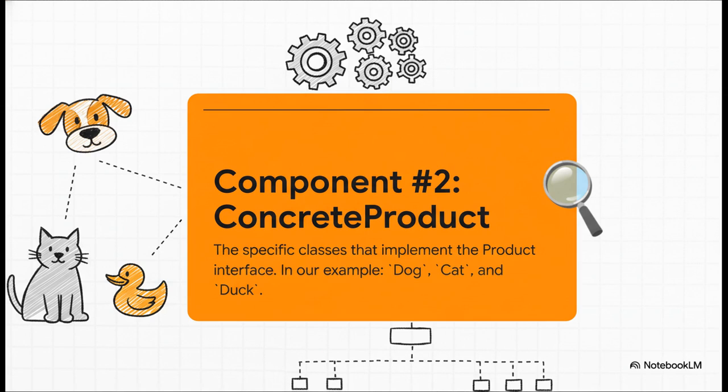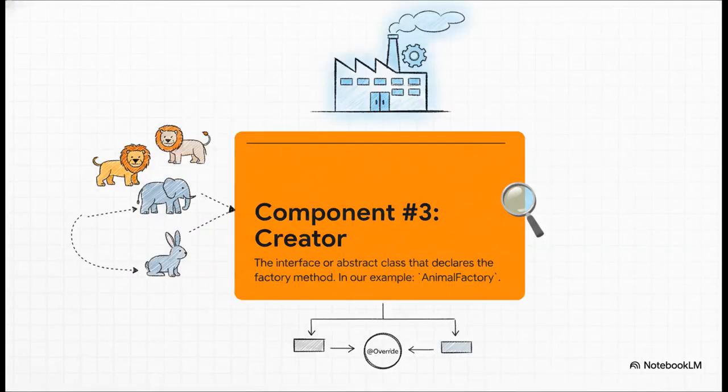Next up, we have the concrete products. These are the real deals, the actual classes that implement that product interface. So for us, our concrete products are, you guessed it, the dog, cat, and duck classes themselves. All right, piece number 3 is the creator, and this is really the heart of the whole pattern. This is the interface or abstract class that announces, hey, there's going to be a factory method. For us, this is our animal factory interface, the one that declares that createAnimal method.